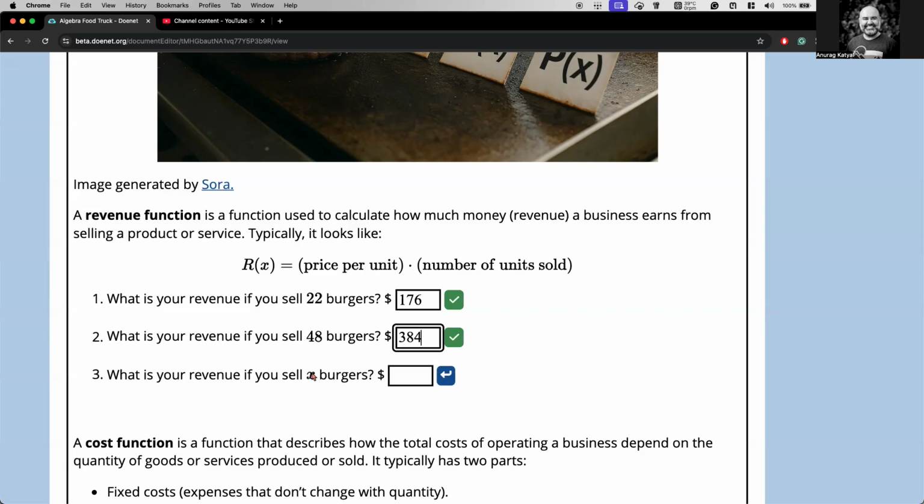What if I don't know how many burgers I'm going to sell? But I say it's going to be X burgers. 3X? That doesn't seem right. I'm selling them for $8. Are we okay with that? This is my revenue function. Revenue function is you tell me how many burgers you want me to sell, and I can tell you how much money you'll make. 8 times whatever number you give me. Yes, no?